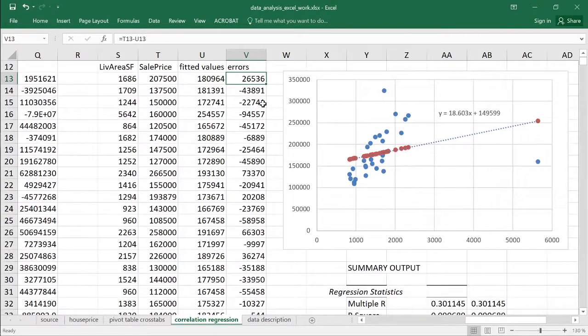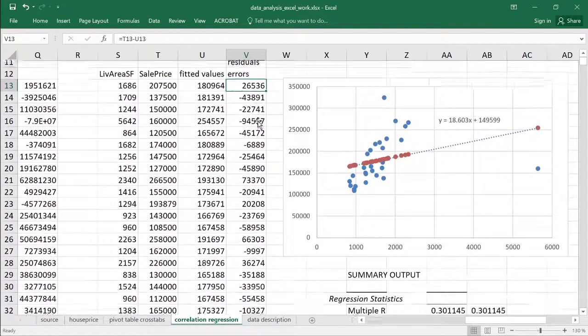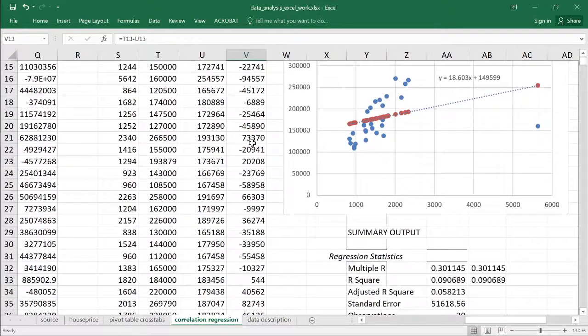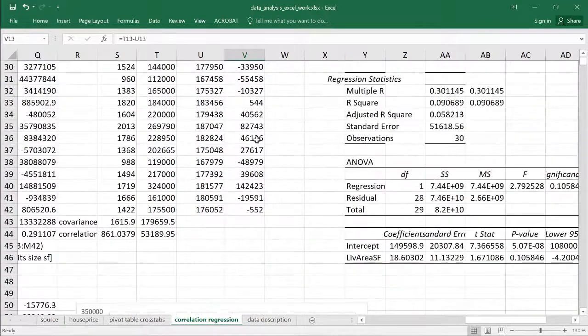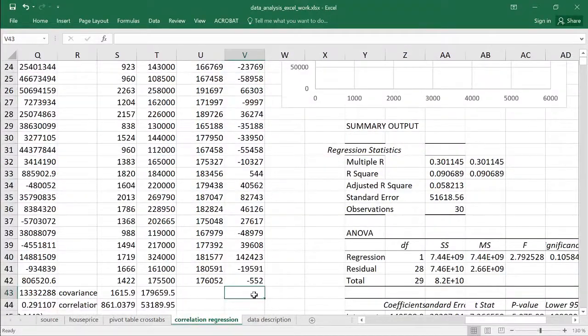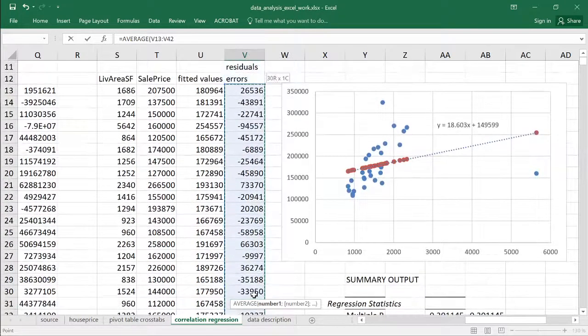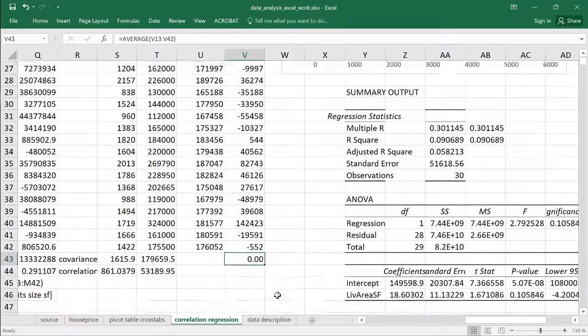Obviously, the larger the errors, the worse the regression. The smaller the errors, the better the regression. Now, in order to obtain a summary measure for the magnitude of the errors, we might consider computing the average of the errors. And what we get is 0.